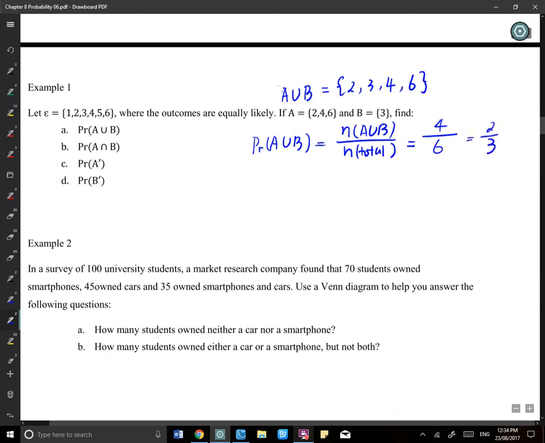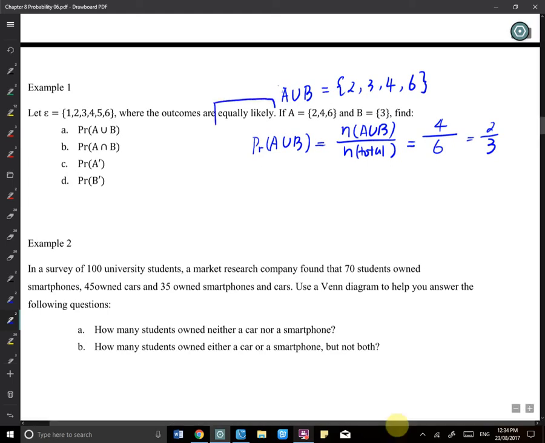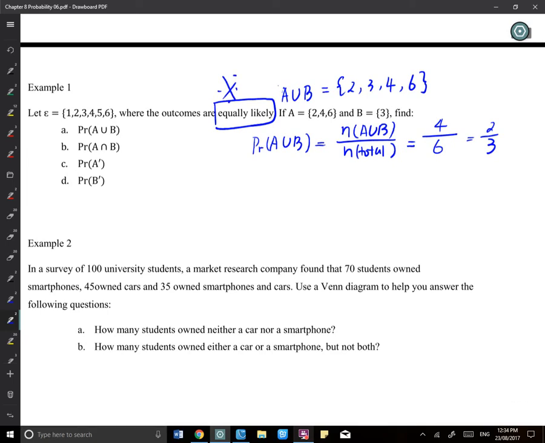This works because the outcomes are equally likely. The words equally likely are very important. Without equally likely, you can't do it this way. There are different ways you would do it. In year 11, you will learn different ways of doing that, but now I am only doing 2/3 here.